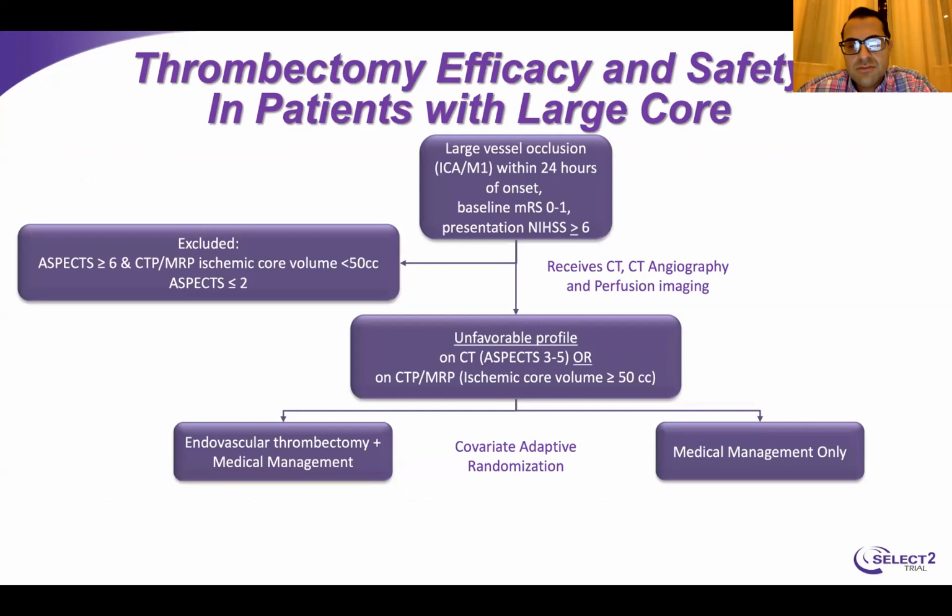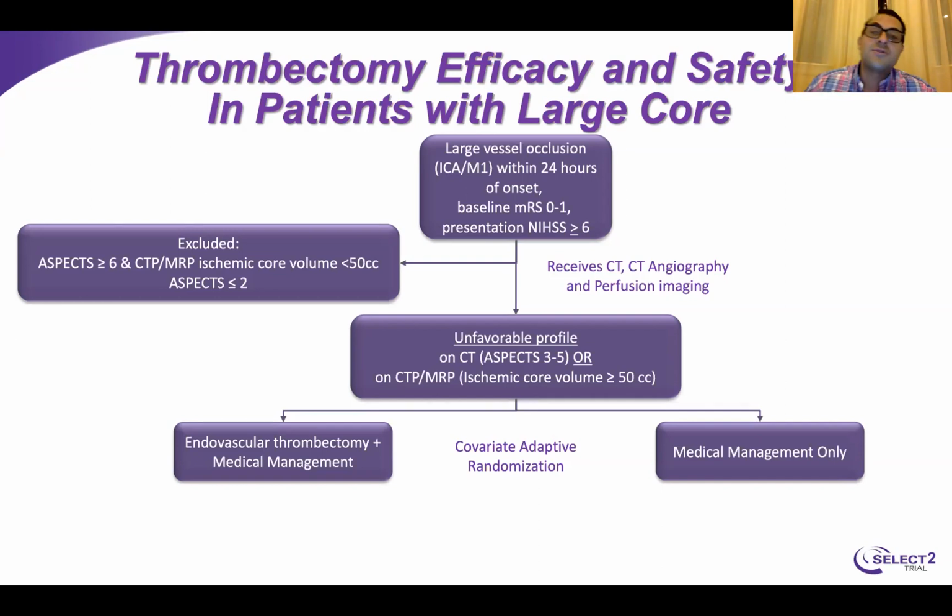Large vessel occlusion, like we said, carotid or M1 occlusion, we're trying not to include M2s, has to be within 24 hours. And like we said, baseline modified Rankin 0 to 1, NIH stroke scale greater than or equal to 6 at presentation. So the patient's going to get all the studies, CT, CT angiogram, CT perfusion. Now, patients who have an ASPECTS greater than or equal to 6, or if their core volume is less than 50 cc's, those patients obviously are excluded, right? Those are patients that you should be treating anyways. So there should be no randomization going on.